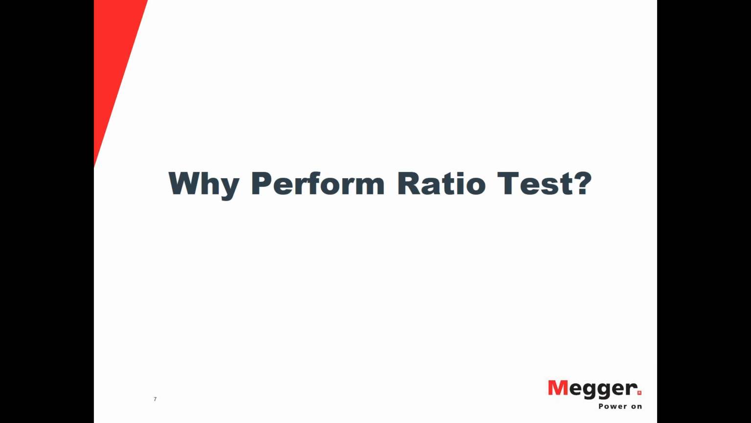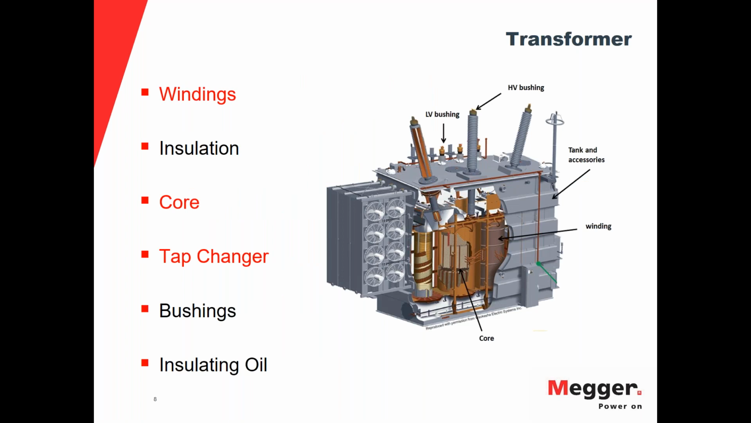So why perform ratio tests? Again, what's the benefit to us to do this test? When we look at a transformer, obviously we have multiple pieces: we have the tank, the windings, the core, the bushings, all these things. And this is obviously a very critical asset within a substation, distribution, anywhere in your power system that you have a large transformer or even a smaller transformer. This is the main source of the power that is being supplied to the load. So this is a very critical asset of your operation.